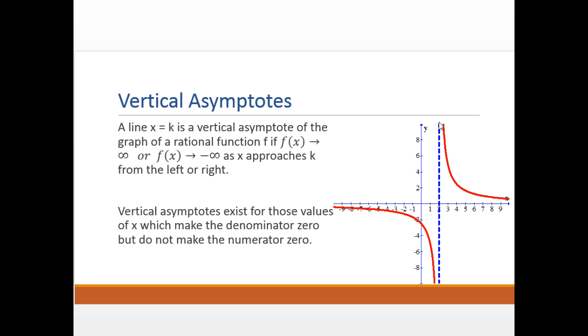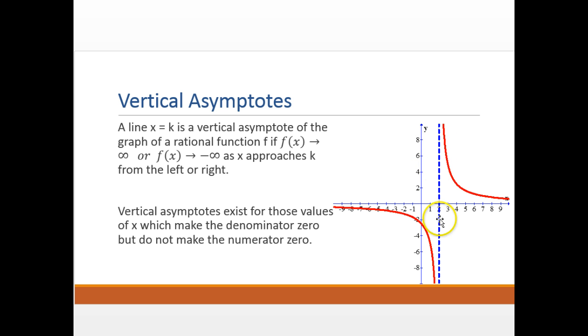What happens is as we get close to that line, the function either shoots up to infinity or it shoots down to negative infinity as we get closer and closer to that line. We could have them both shoot up to infinity or both shoot down to negative infinity, or we could have them go opposite directions.